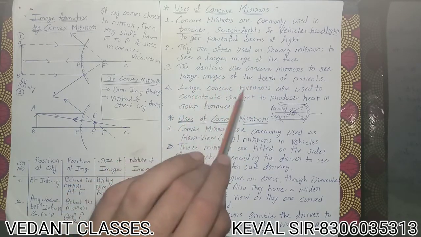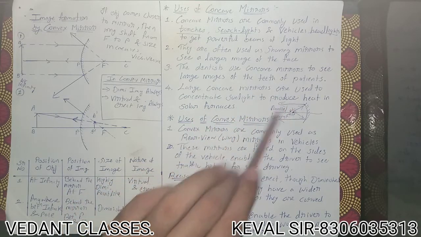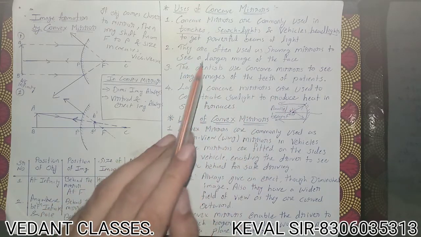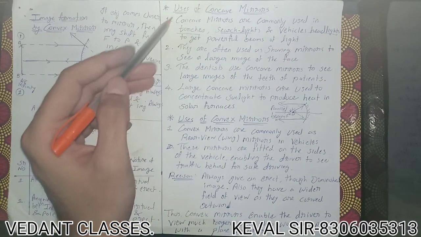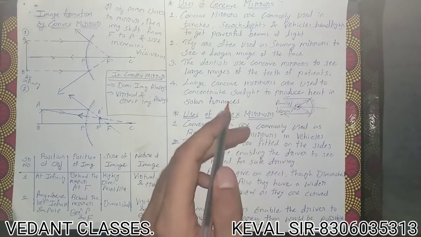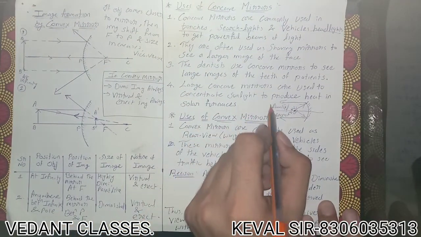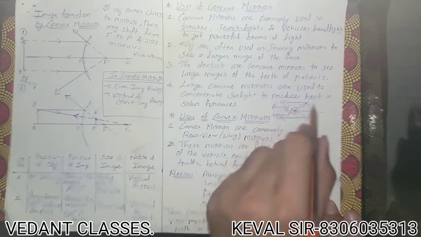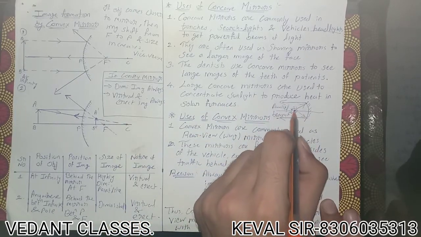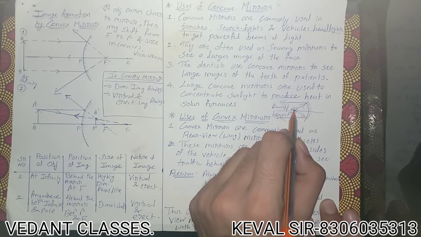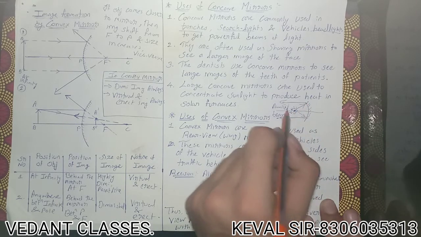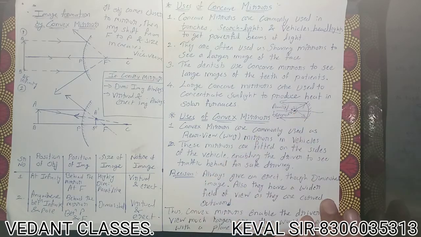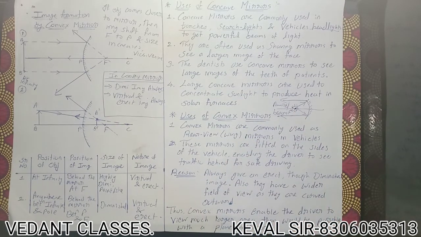Then large concave mirrors are used to concentrate the sunlight to produce heat in solar furnaces. So it works on the same principle, just in reverse. Because the sun is at infinite distance, a parallel beam will be incident on the surface, and here we will put some material to heat up. The mirror will converge the light rays to the principal focus and it will heat up the material. So these are the basic uses of the concave mirrors.